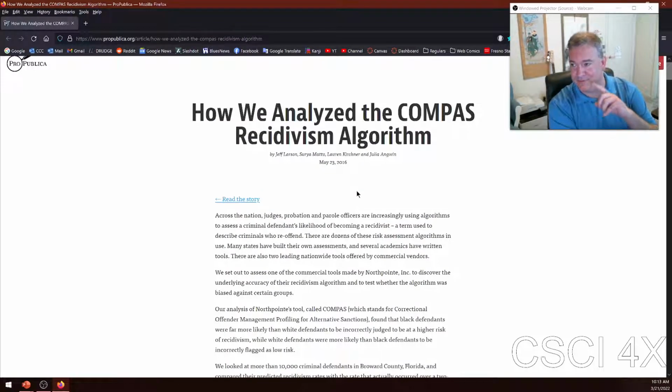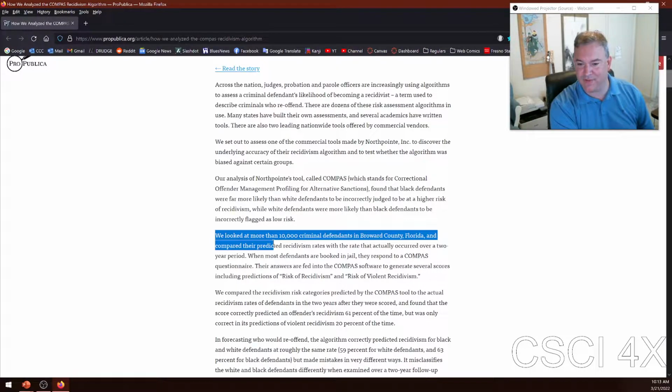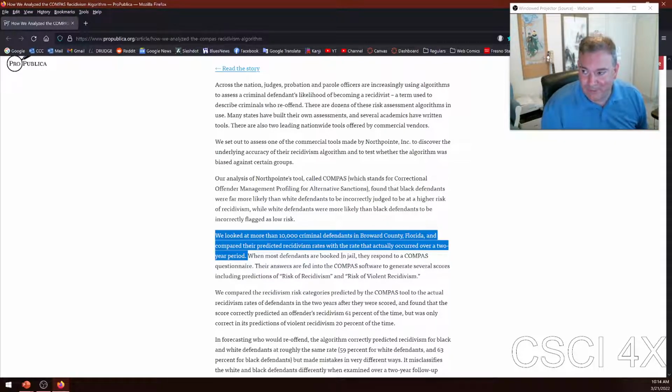The big problem with the analysis of the Compass algorithm is that they use the term recidivism in a different way than everyone else, right? So we looked at more than 10,000 criminal defendants and compared their predicted recidivism rates to the rate that actually occurred over a 2-year period. The problem is, if you send somebody to jail for, let's say, 2 years, they're unlikely to be a recidivist, right? And so if you don't measure the time window for recidivism from the time they're released from jail, and instead measure from when you book them into jail, you will get wrong numbers. The more serious criminals will have a lower recidivism rate because they're in jail already, right?